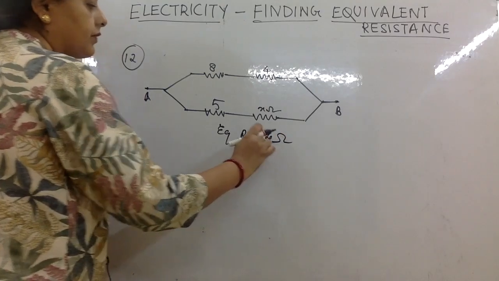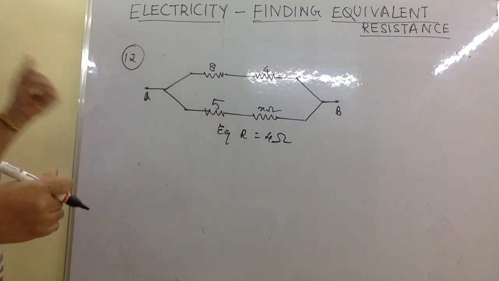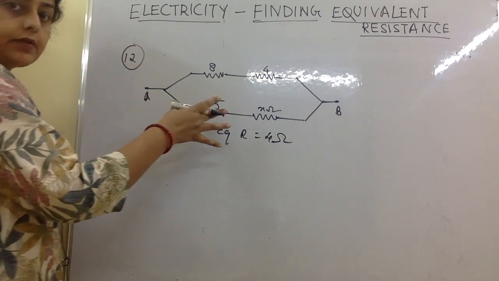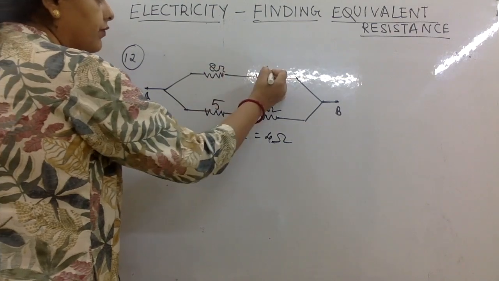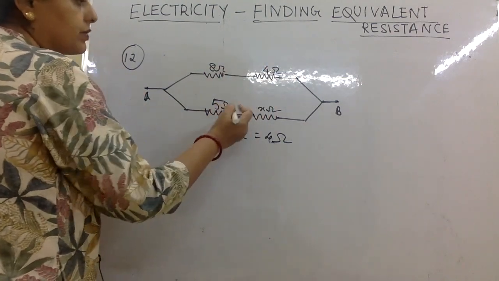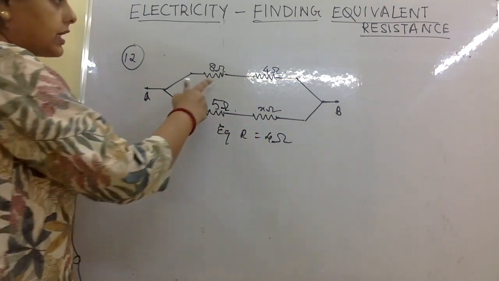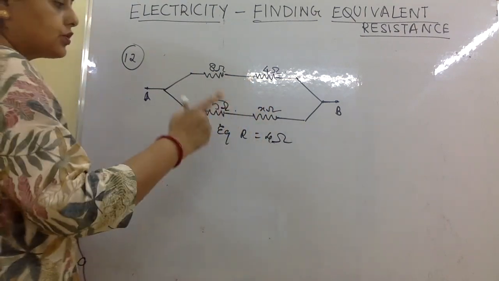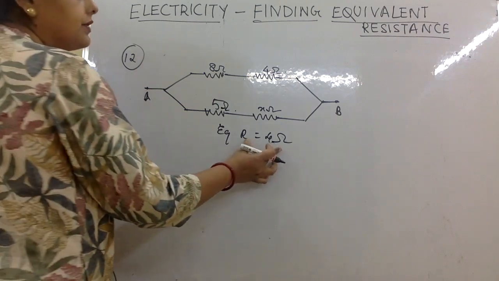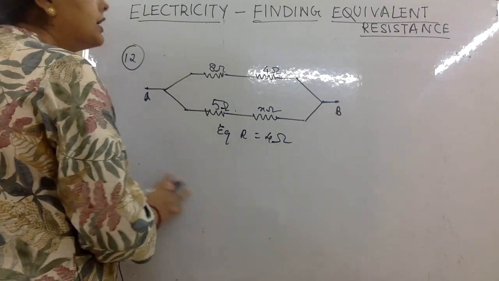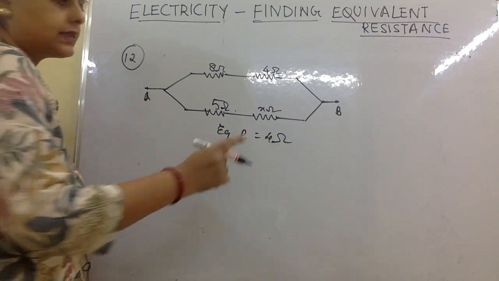Okay. This is the new question. This is the 12th question. They have given us a diagram like this. 8 ohms, 4 ohms, 5 ohms and x ohms. One of them is not given. So 8, 4, 5 and x ohms, and they have given the equivalent resistance of the full circuit as 4. Now we will have to find the value of x, this resistance.